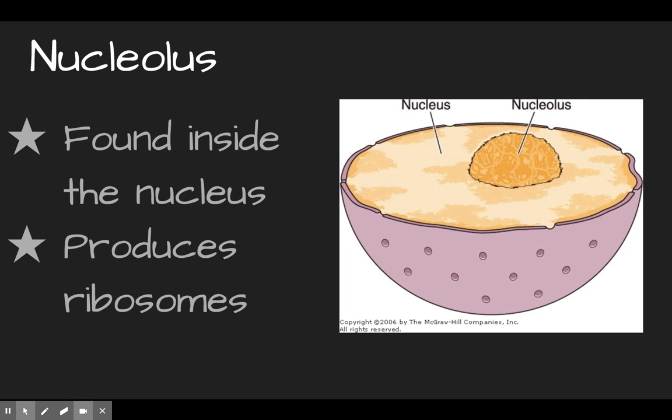Now, inside the nucleus, it's kind of like Russian nesting dolls. Inside the nucleus, you have something else called the nucleolus. So the nucleolus is found inside the nucleus, and it produces ribosomes. So you have your nucleus, right? That's the control center of the cell. Inside the nucleus is the nucleolus, and the nucleolus produces ribosomes.